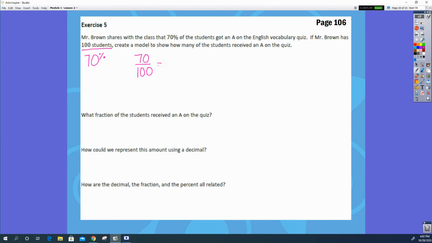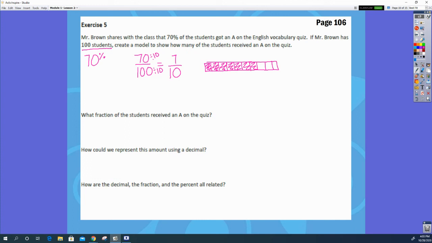We can simplify. If I take 10 from both, I get 7 tenths, which is 7 out of 10. And that's equivalent to 70 out of 100. So again, I can draw 10 units and shade in 7 of them. There's 7 tenths.